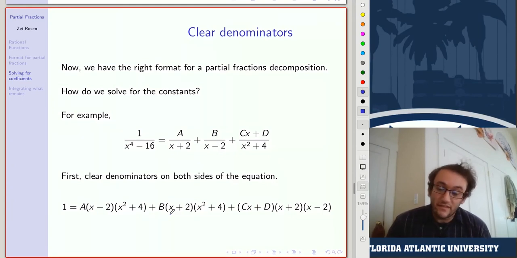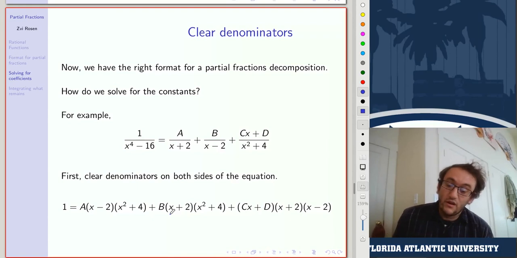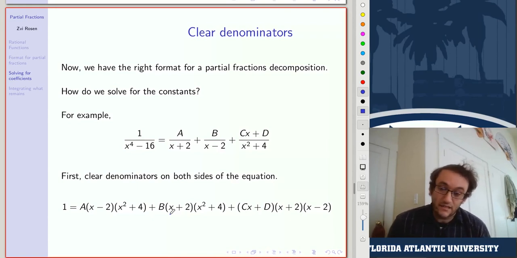For example, in the decomposition that we did earlier, 1 over x to the fourth minus 16 equals a over x plus 2 plus b over x minus 2 plus cx plus d over x squared plus 4. We need to solve for a, b, c, and d before we integrate. Okay, so the first step towards doing that is clearing the denominators. Multiply both sides of the equation by x to the fourth minus 16.